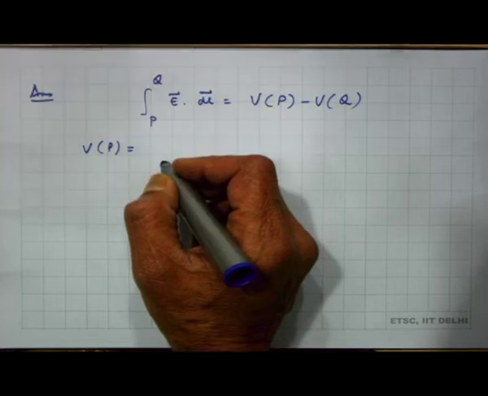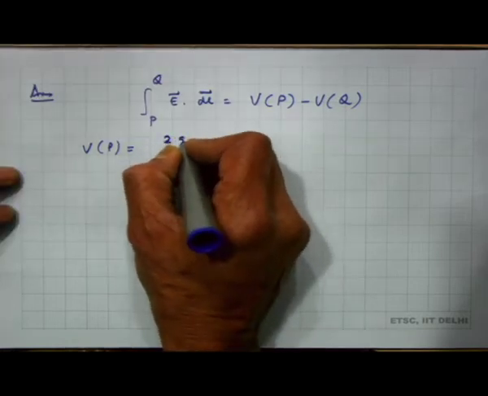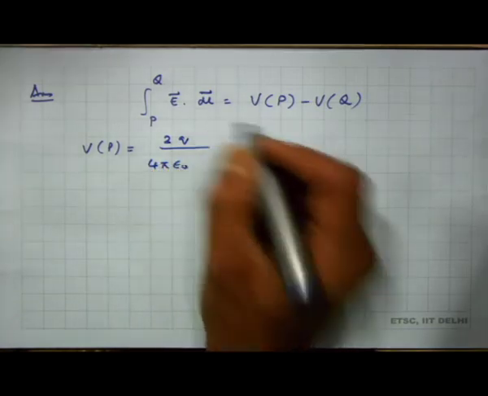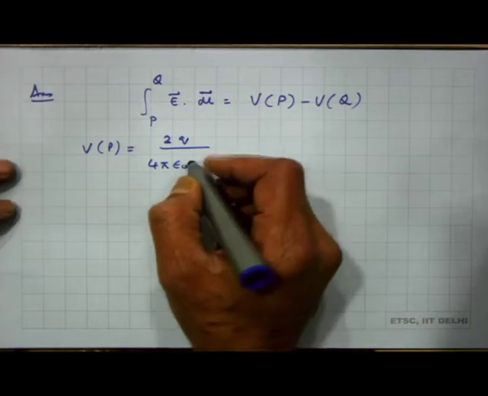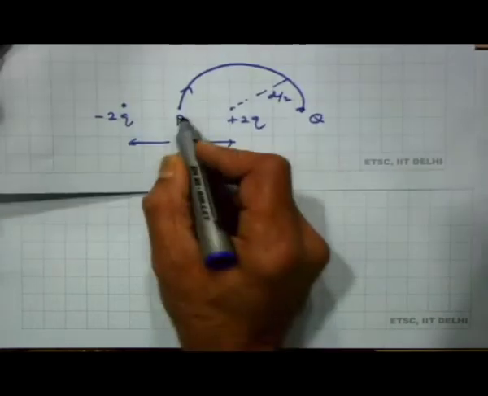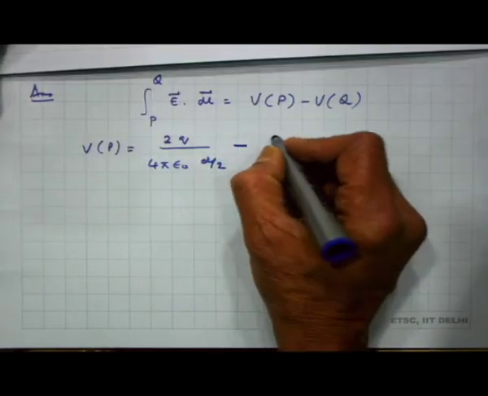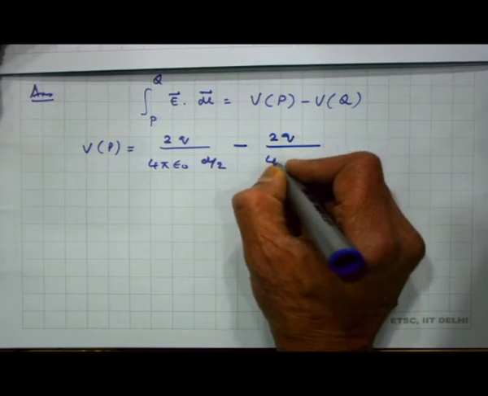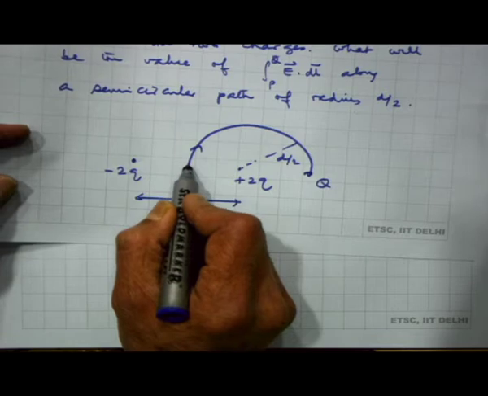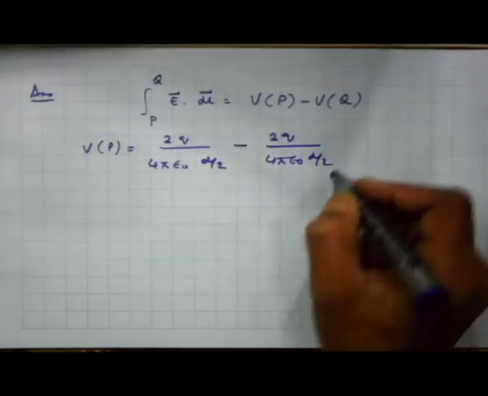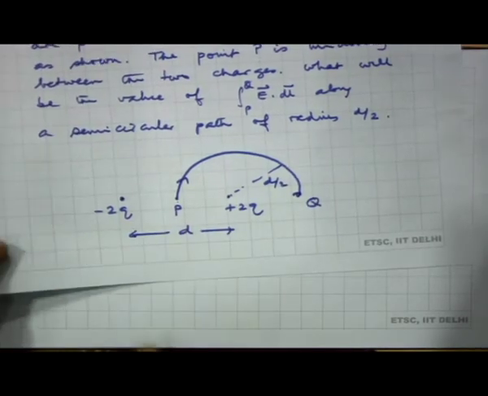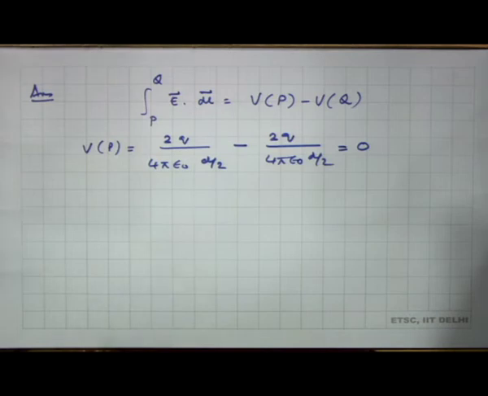So, potential you know is charge, which is 2q, divided by 4 pi epsilon 0 into distance of the point P from the charge plus 2q, which is nothing but d by 2. And then you also have a potential here because of the second charge, which is minus 2q by 4 pi epsilon 0 into again d by 2. Distance from here to here is d by 2, distance from here to here is d by 2, and so that is 0. So, the potential at this point is 0, it is equidistant from two equal charges, plus 2q and minus 2q.